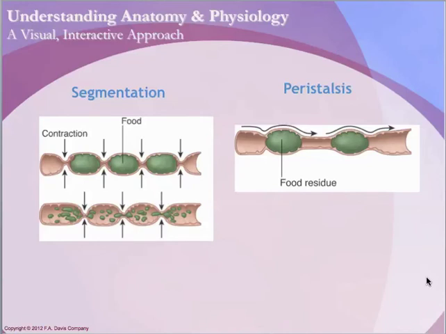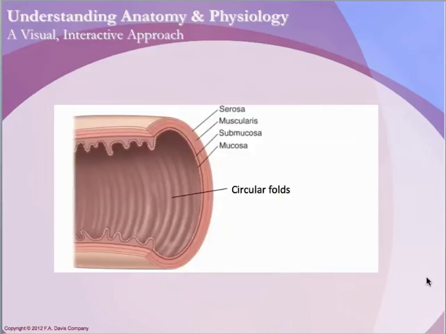Peristalsis begins once most of the nutrients have been absorbed and undigested residue remains. We get these wave-like ripples moving the digested material along the gastrointestinal tract. And this is the muscular layers of the digestive tract working to propel that food bolus along.